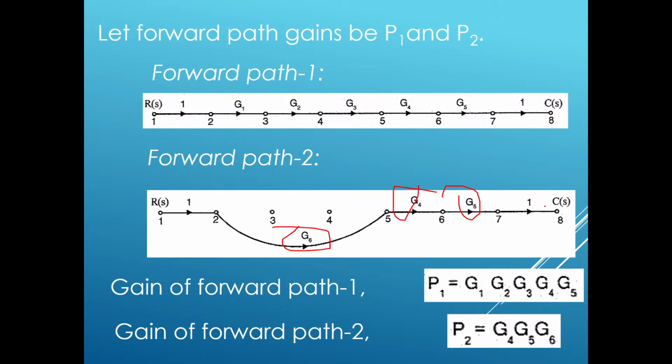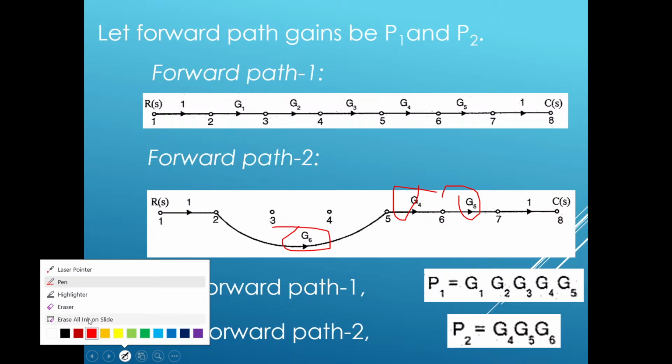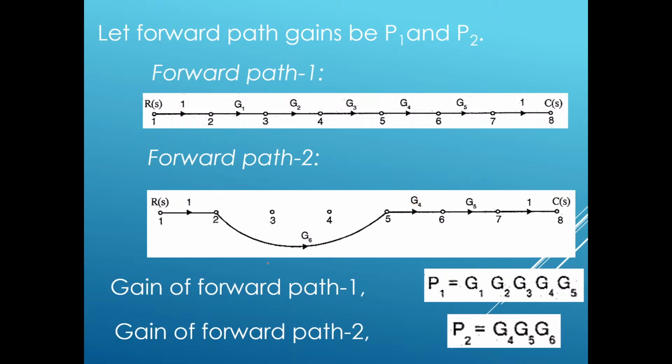The transmittance values, the gain values, whatever is mentioned in the question, we have to take. In the question itself, they have given the transmittance gain acquired by the branch from node 1 to node 2 as 1. The gain acquired by the branch from node 7 to node 8 is 1. For the other branches, they have given G1, G2, G3 and G4.